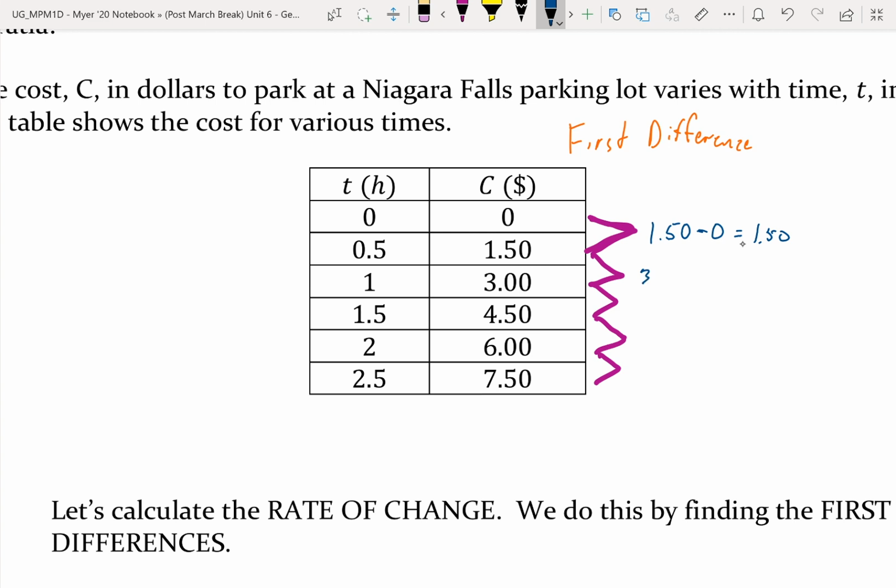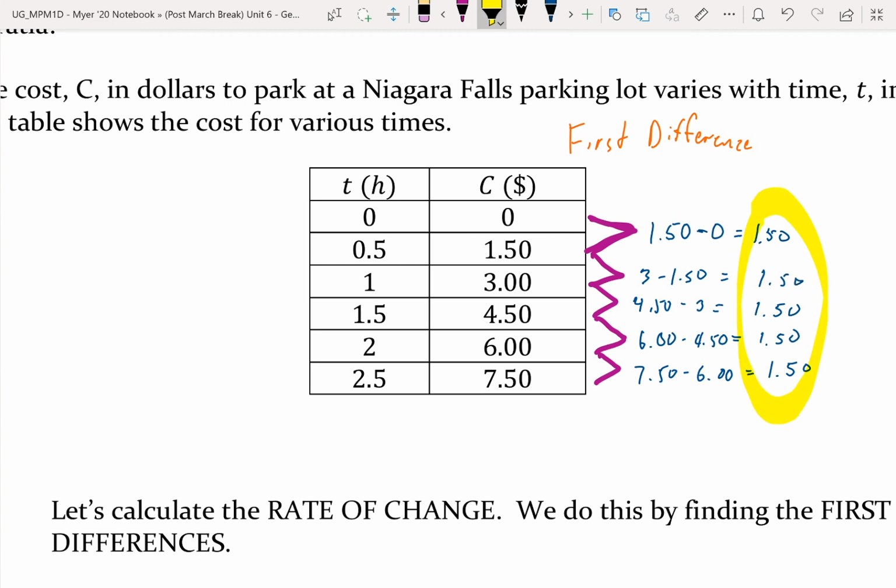And we'd have, for example, 3 minus 150. And this one is 450 minus 3. And here we have 6 minus 450. And here we have 750 minus 6. And we'll notice that we have a common amount here. Right? And it's the same thing.